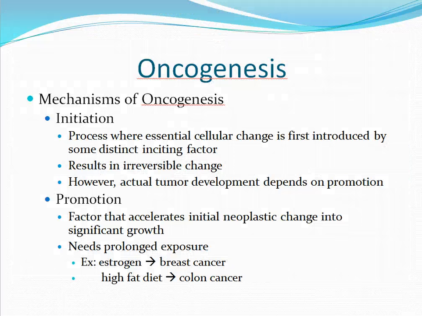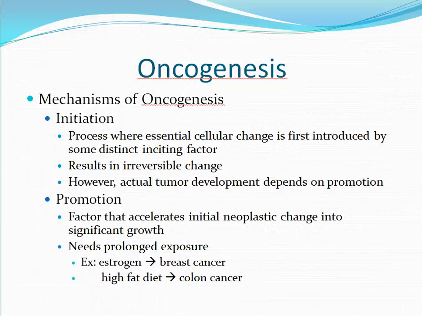How does oncogenesis occur? What are the mechanisms involved in oncogenesis? Well, we need two things to occur. The first is initiation. This is the process where essential cellular change is first introduced by some distinct inciting factor. Usually, you need more than one initiation event. Initiation events will result in an irreversible change, but actual tumor development depends on the second factor, which is a promoter. Promotion involves a factor that will accelerate the initial neoplastic change into a significant growth.